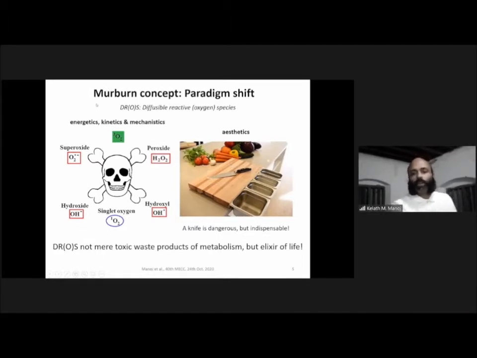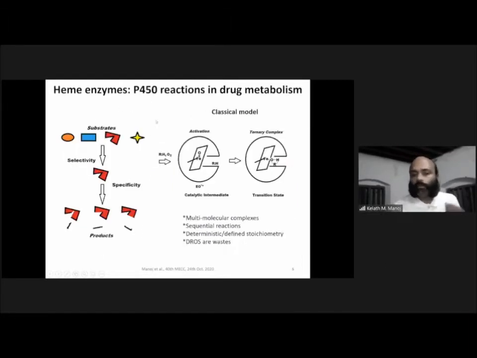Classically, when you talk about heme enzymes, for example cytochrome P450, you have the substrate binding, then reductase pumping through the interprotein complex, and then activation, and then multiple sequential reactions, and deterministic stoichiometry is determined, and then you have multi-molecular complexes, and ROS are considered waste here. So selectivity and specificity is shown.